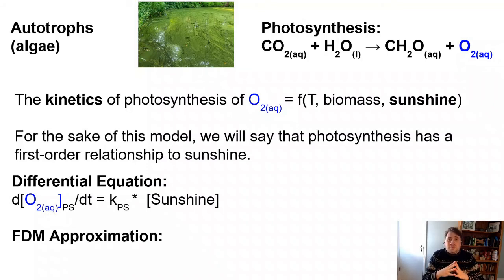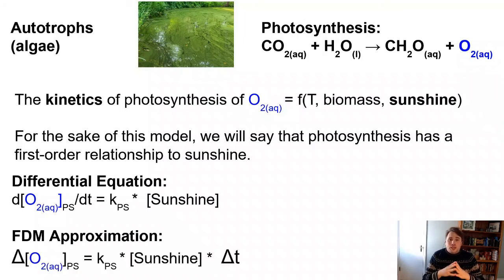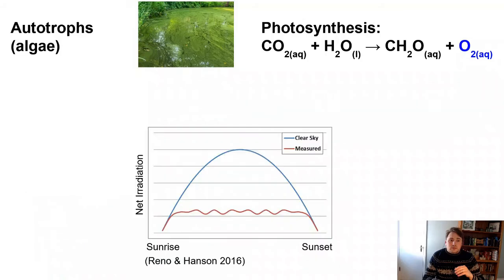And again, to express this in finite difference approximation, we'll say that the total change in oxygen over a time interval is equal to the rate constant of photosynthesis multiplied by the amount of sunshine that hit that stream over that time interval, multiplied by the change in time, or the time interval that we're going to use. Okay, so now let's consider sunshine. How do we model sunshine?